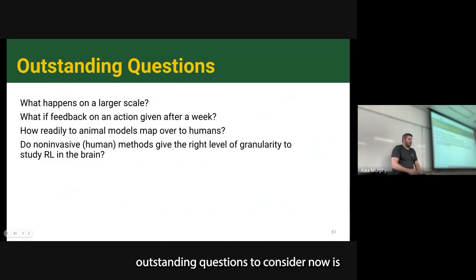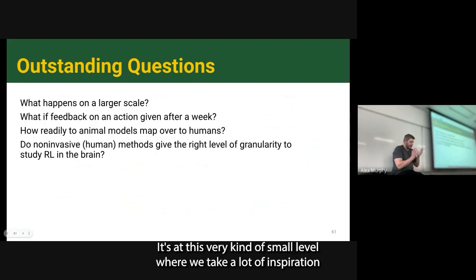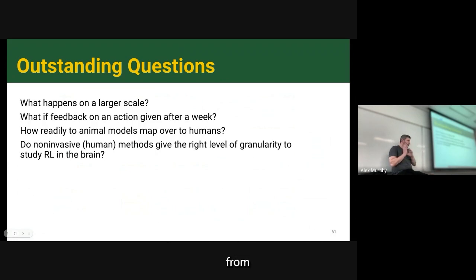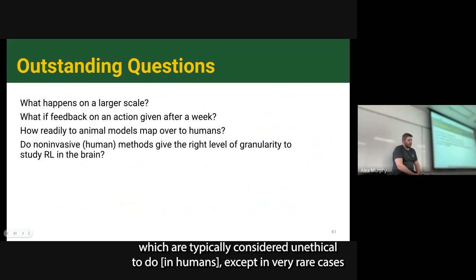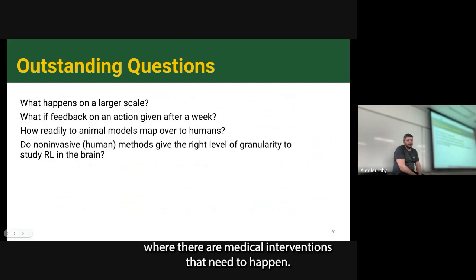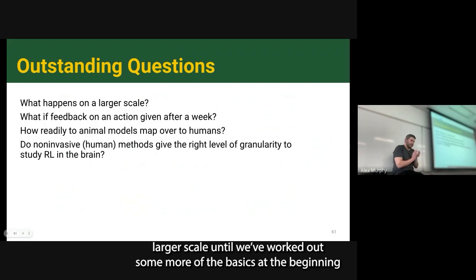So the outstanding questions to consider now is how reinforcement learning is modeled in the brain. It's at this very kind of small level where we take a lot of inspiration from monkey research or rats, and we do a lot of these recordings which are typically considered unethical to do, except in the very rare cases where there are medical interventions that need to happen. So what happens on a larger scale? We just can't really seem to find a good way to measure that. Maybe we shouldn't be measuring it at a larger scale until we've worked out some more of the basics at the beginning.